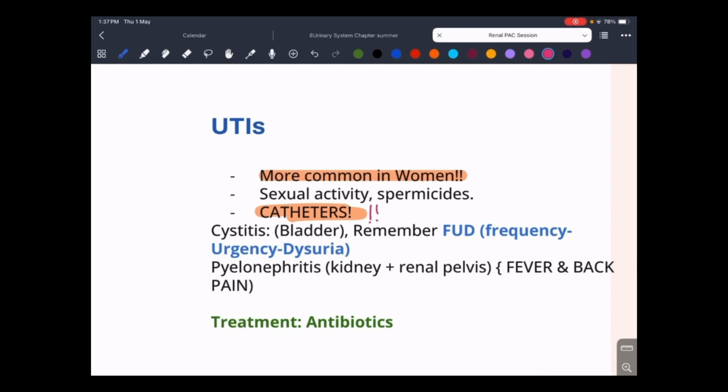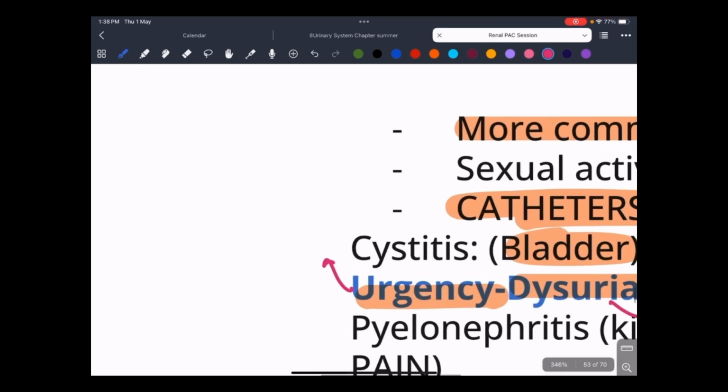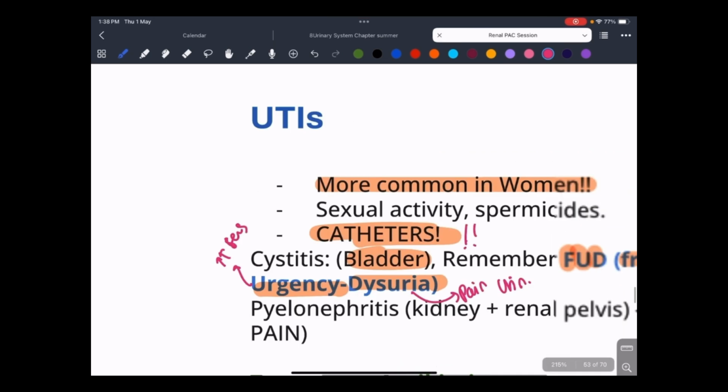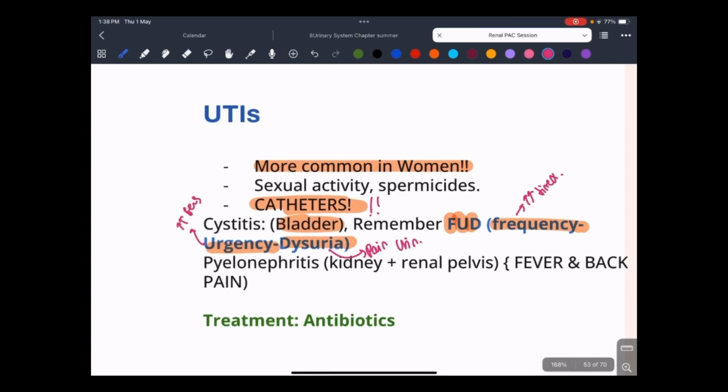Of course, an infection of the bladder is called cystitis, and for this, remember something called FUD: frequency, urgency, and dysuria. If you see these symptoms in a question like, a 25-year-old woman recently married or whatever, has been complaining of burning or painful urination, that's what dysuria is. Dysuria is pain while urinating. Urgency means she has an increased sensation of wanting to go to the bathroom, and frequency is the number of times she actually goes increases, okay? So these are classic symptoms of a UTI.